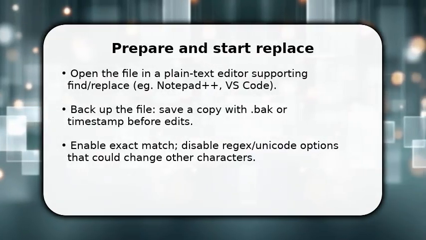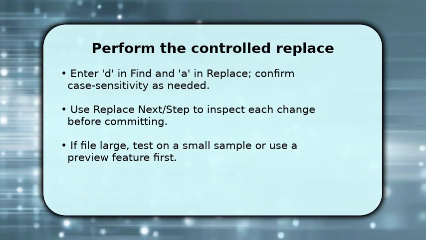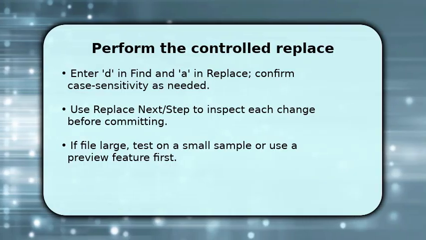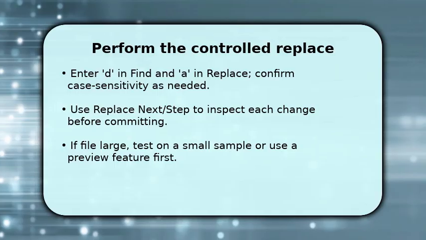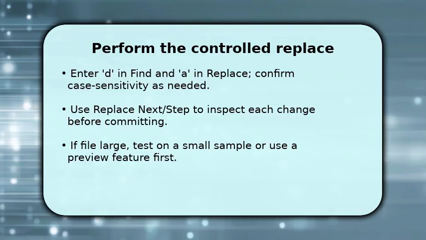Now locate the find box and enter the single character you intend to change. Now perform the controlled replace. Type D into find and into replace. You will make decisions about case sensitivity. If you only want lowercase d, enable that option. Otherwise, you might change more than intended.